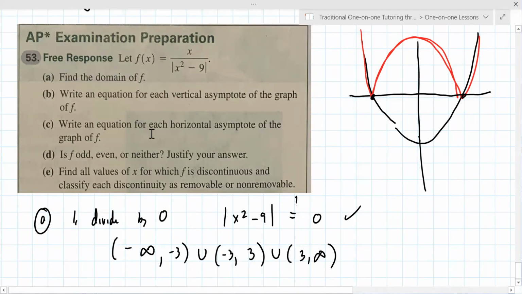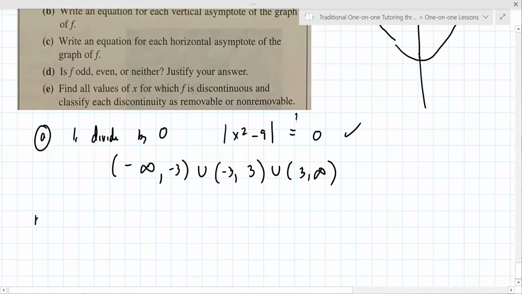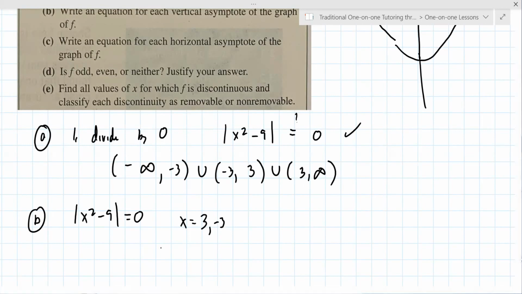All right, write an equation for each vertical asymptote of the graph. So this is not calculus, this is pre-calculus. It's where the absolute value of x squared minus 9 equals 0. We already answered that. It's at x equals 3 and minus 3. What do they mean by write an equation? These are the equations. Just identifying them. Okay.